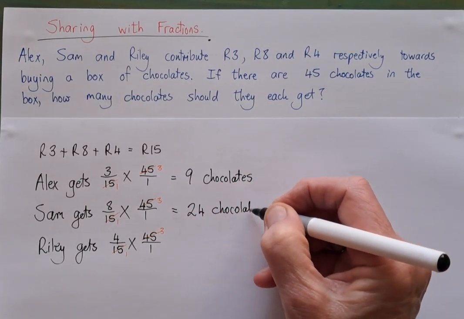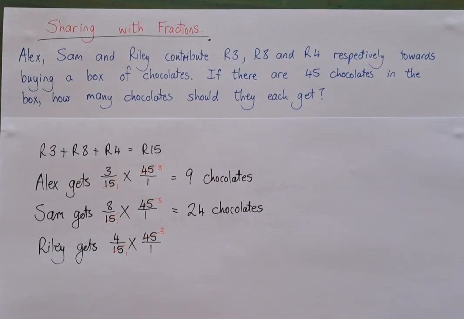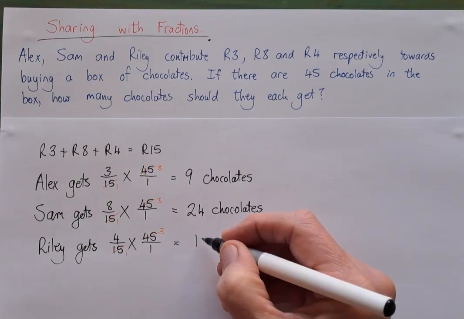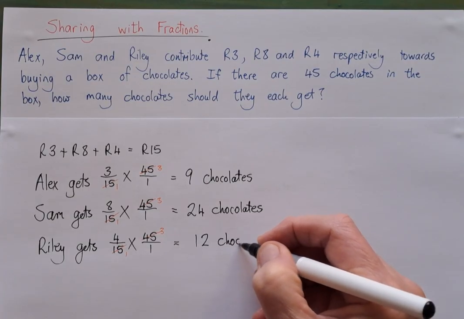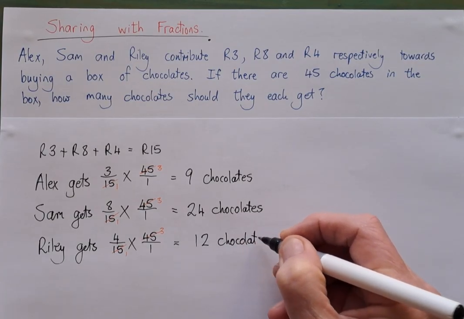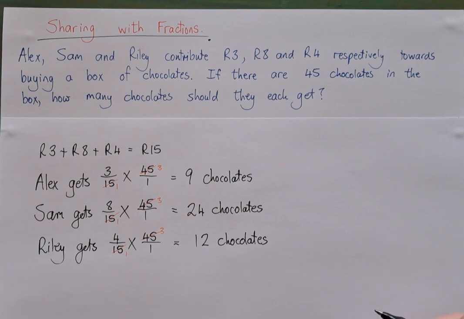And I wouldn't mind getting Sam's share, that's for sure. And Riley's going to get 4 times 3, which is 12 chocolates. And there we have our answer. And the beauty of this is that with these kinds of problems, you can always work out straight away whether you've got the correct answer or not. And if you haven't got the correct answer, you can go back and look for a little mistake that you've made along the line. So how are we going to find out whether these numbers are correct or not?